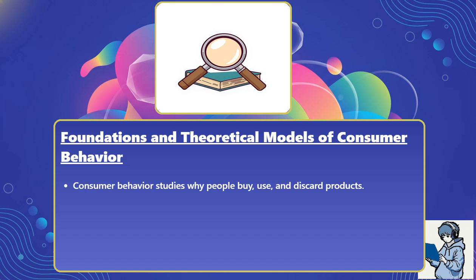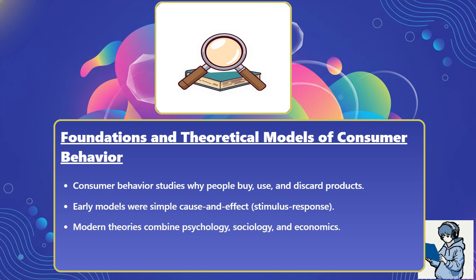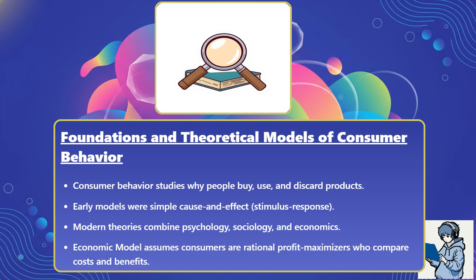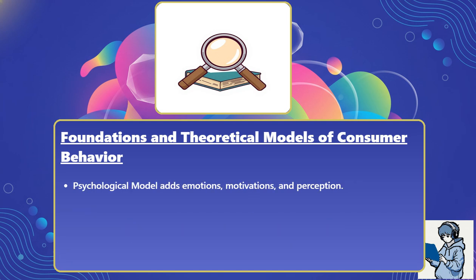Consumer behavior studies why people buy, use, and discard products. Early models were simple cause and effect stimulus response. Modern theories combine psychology, sociology, and economics. The economic model assumes consumers are rational profit maximizers who compare costs and benefits. The psychological model adds emotions, motivations, and perception.